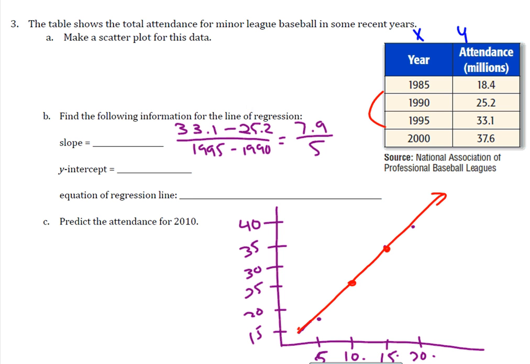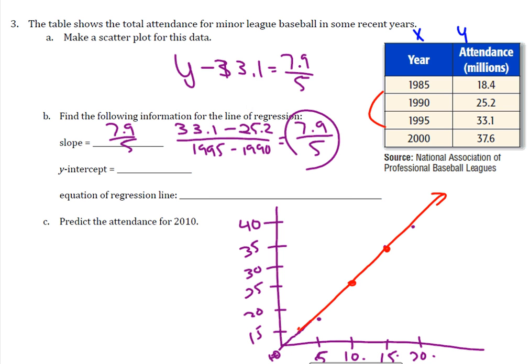All right, and if I keep this line going, I would say that my y-intercept is probably about 10. Or I can use a point and use point slope form to figure this out. Okay, so that's my slope, 7.9 over 5. Let's put this into an equation. So if I go y minus 33.1 equals 7.9 over 5 times x minus 1995.